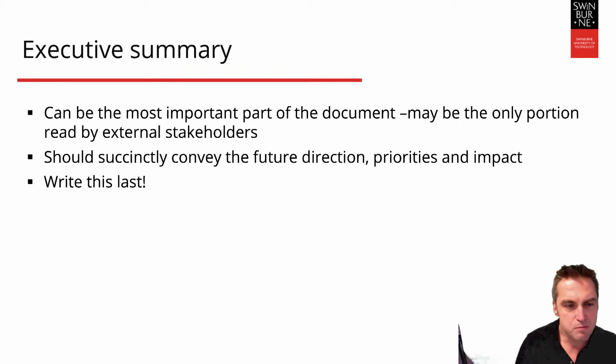So the executive summary is probably, I would argue, the most important piece of the document. It's often the only piece that someone will read, and it needs to succinctly convey the direction, the priorities, and the impact of the strategy. It's critically important that this is the last thing that you write. You need to understand and know everything in your document to be able to distil it and convey it in such a succinct and important manner.